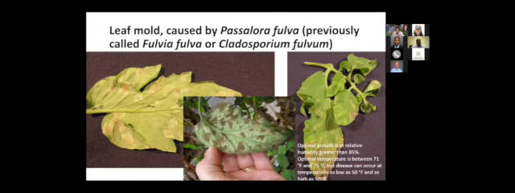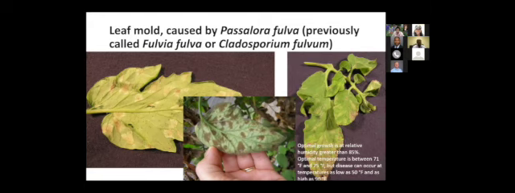And the initial symptoms, if you look at the upper surface of the leaf, will often resemble magnesium deficiency. But in the picture on the left, at the underside of the leaf, initial symptoms will look like this, with these pale spots.